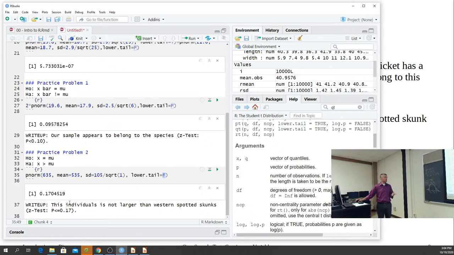So my write-up would be: this individual is not larger than the western spotted skunks. Z-test, p is less than or equal to 0.17. Now, I use less than or equal to here. Could I have just put equal to? Yeah, I could have. For this one, I used less than 0.1 just because we rounded it up. I'm just being a little bit more specific. Probably it's attention to detail, but do you have to do that? Not really. You could have just said p is equal to 0.1 or p is equal to 0.17. Those would work.